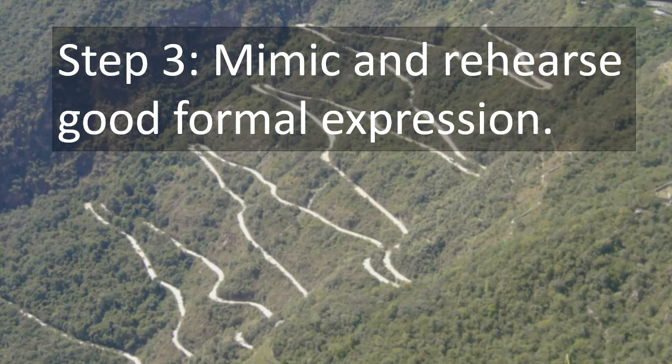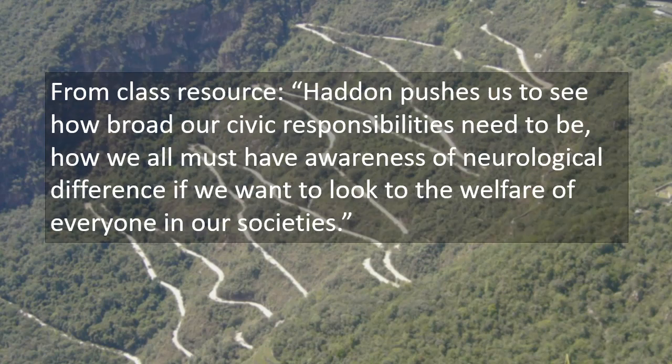They can talk about it in class, it makes sense in their own head, but they have to express it formally. So here's just a random thing from a class resource. You can find it pretty much anywhere. "Hatton pushes us to see how broad our civic responsibilities need to be, how we must all have awareness of neurological difference if we want to look at the welfare of everyone in our societies." It's not going to mean anything to you, but it is a formal expression of something that happens in Curious Incident.